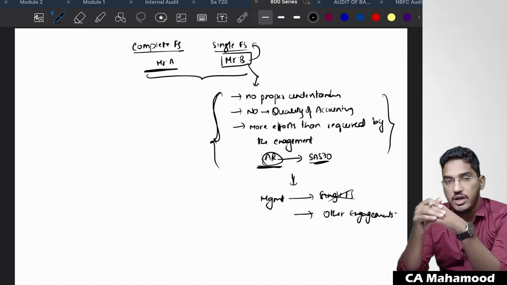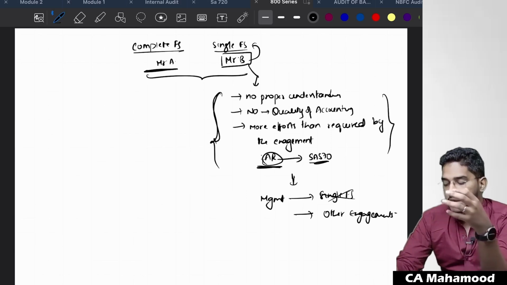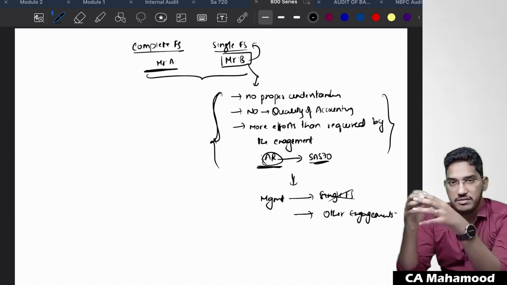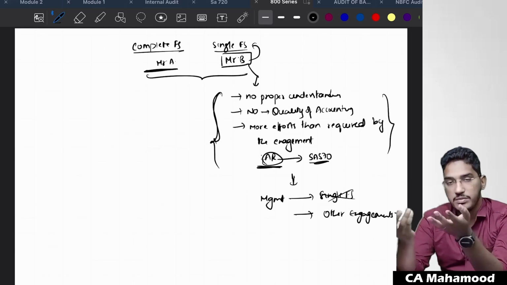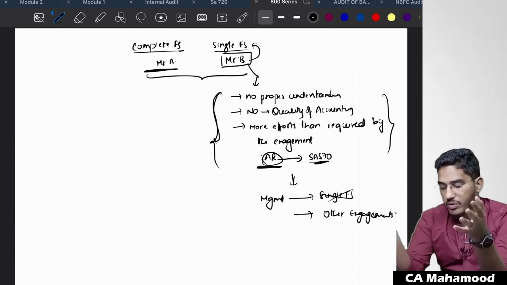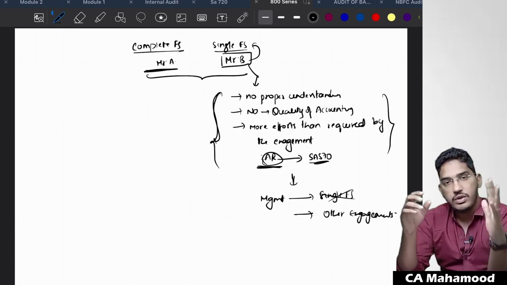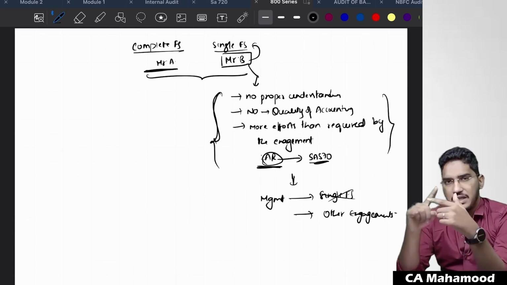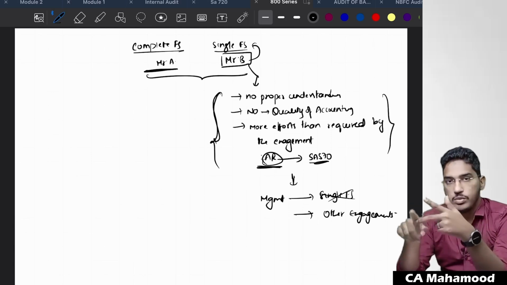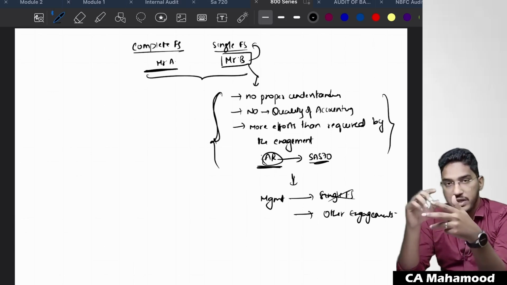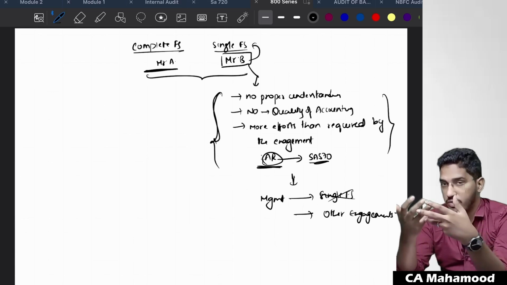Whatever management wants to achieve, you will not be able to do it through the single financial statement audit or an audit of a specific element or account of the financial statements. Why? Because you are facing some problems. Since you are not the person conducting the audit of the entire financial statements, you might lack understanding of the business, you might not know about the quality of their accounting system, and you might be required to put in more than the required efforts.